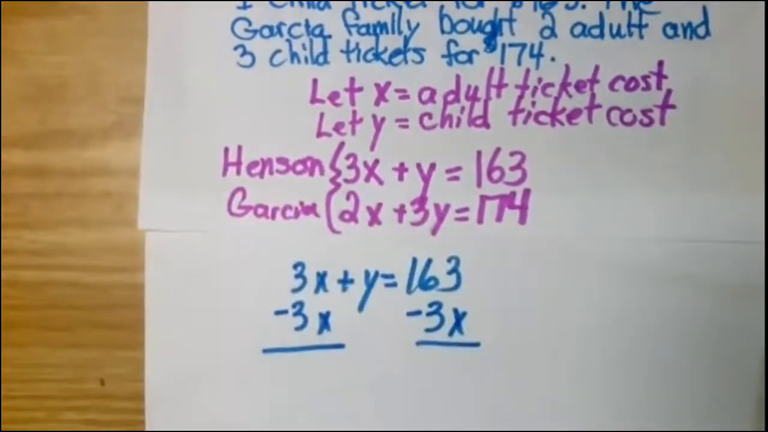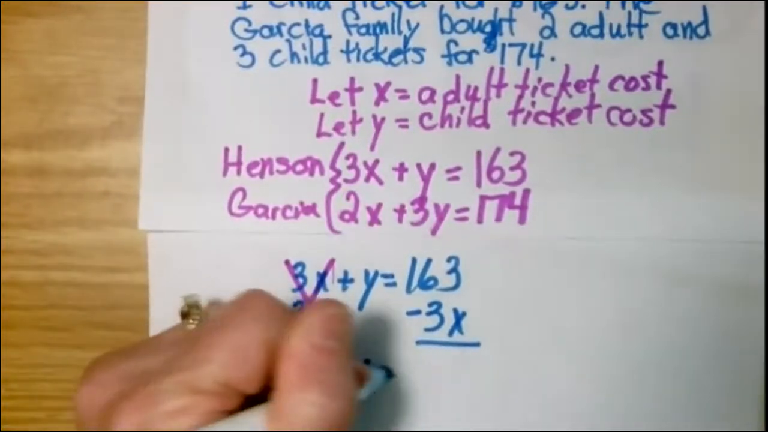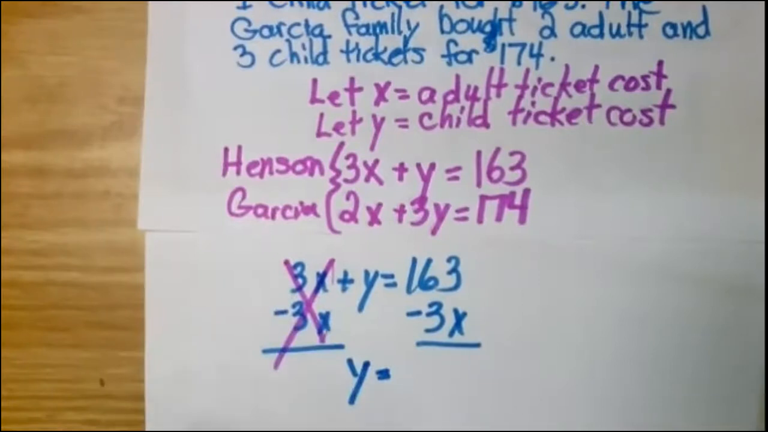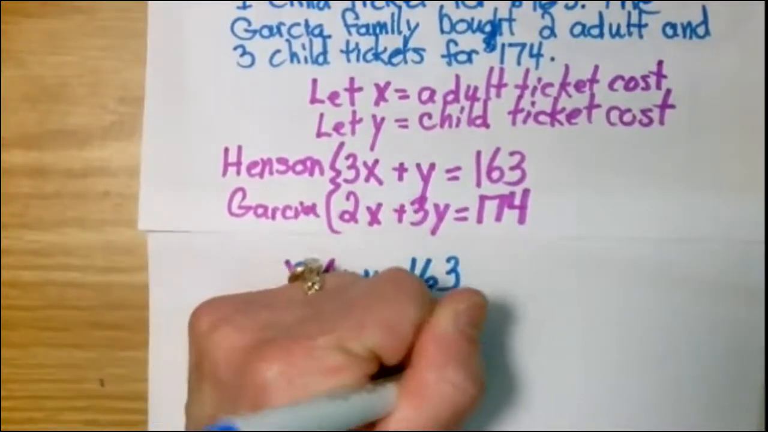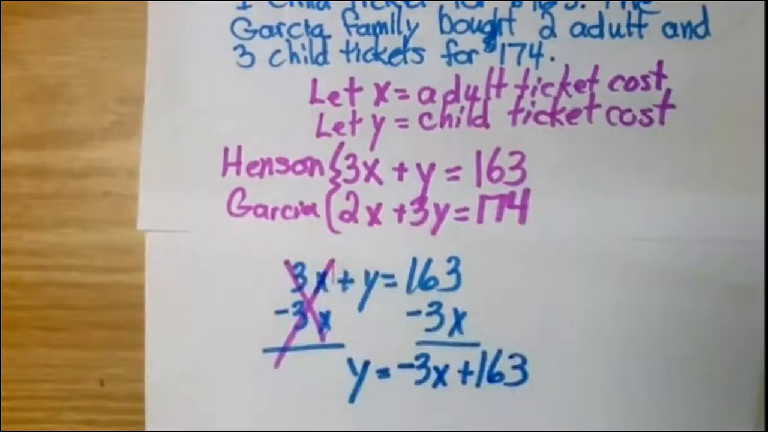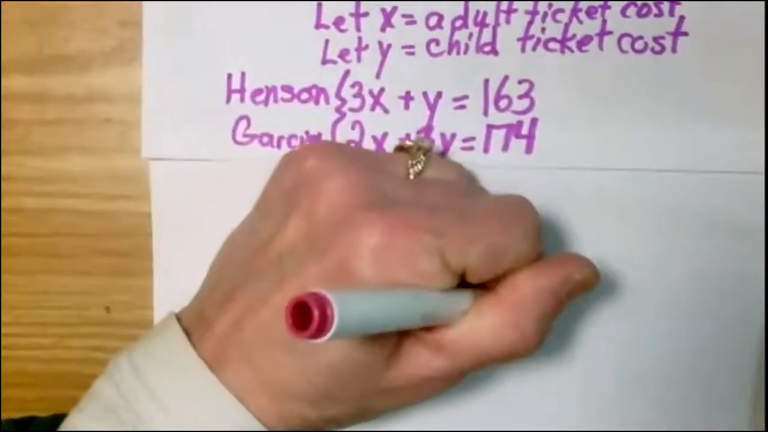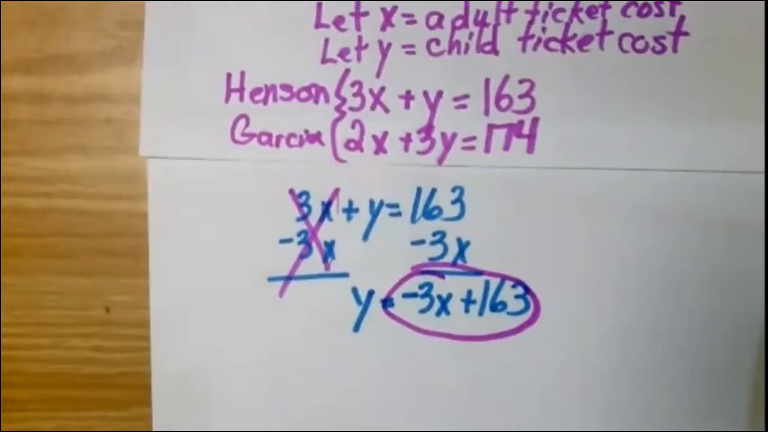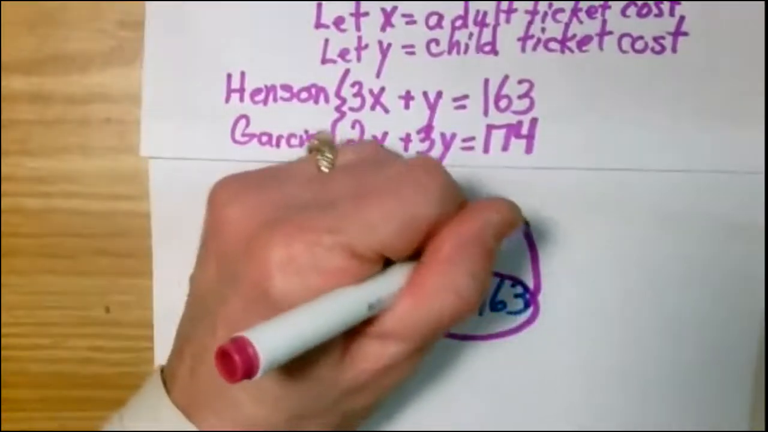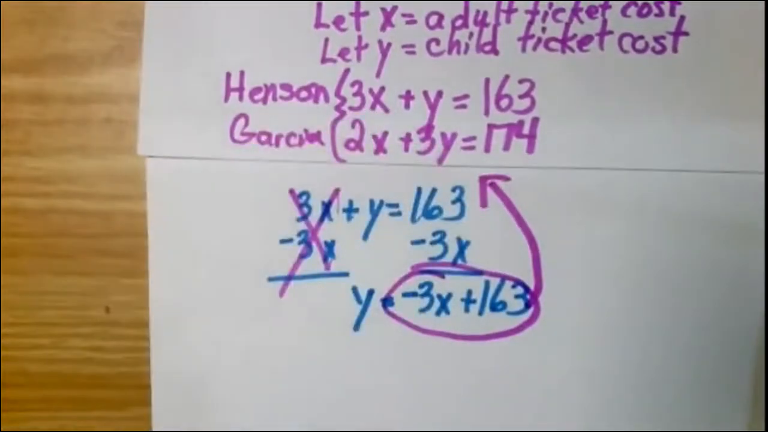3 x's will cross off. Hang in there, guys. We're almost done. Y is going to equal, and I'm going to reverse it so that I have my x value first, negative 3x plus 163. And that's all I have to do, right, for that? That was an easier one. Now I have to take what my y value is, this whole expression, and substitute it into the other equation, or the y value. So let's do that.